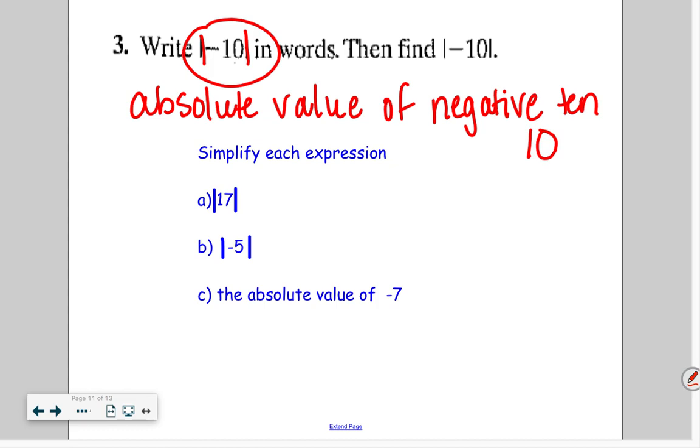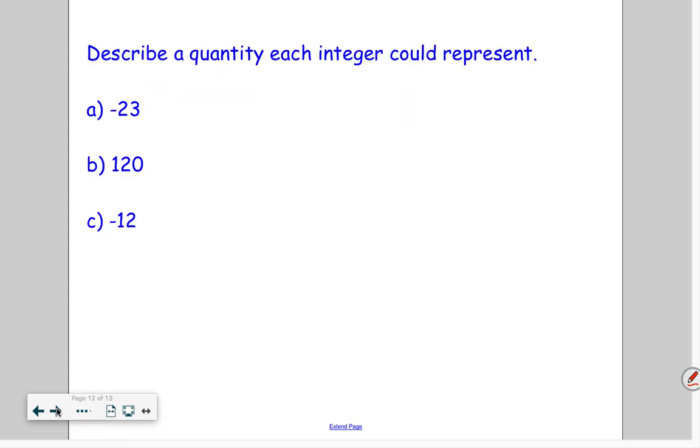Help me solve these 3 questions. They're not in your notes, just help me solve them. Simplify each expression. The absolute value of 17, the absolute value of -5, 5, and the absolute value of -7. 7. Correct. Last question. Describe a quantity each integer could represent.